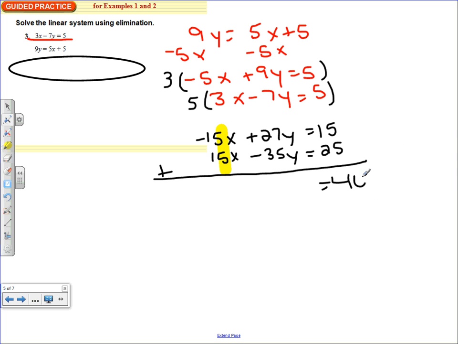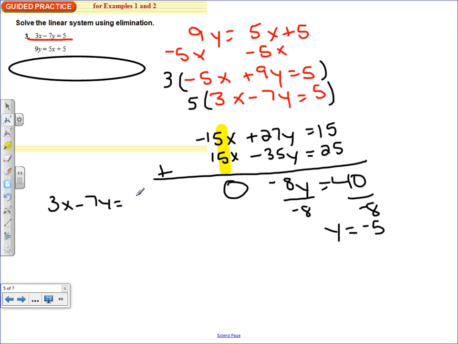15 and 25 would give us 40. 27y minus 35y, negative 8y. And again, this is 0. If we divide both sides by negative 8, the value of y is negative 5. So if we take that value, substitute it in up here, 3x minus 7y equals 5. 3x minus 7 times negative 5 equals 5. 3x, negative 7 times negative 5 plus 35 equals 5.